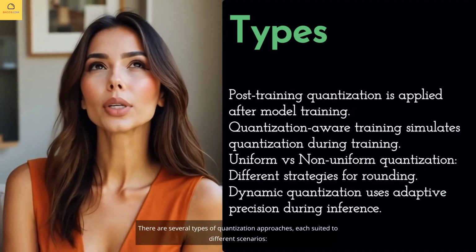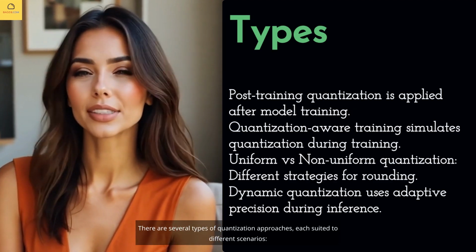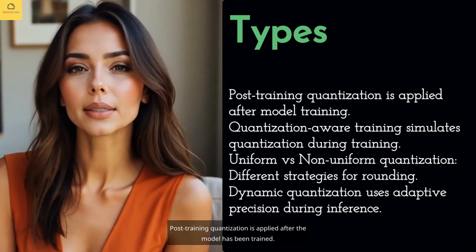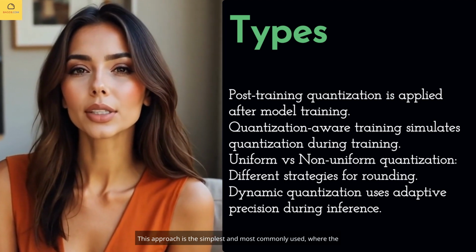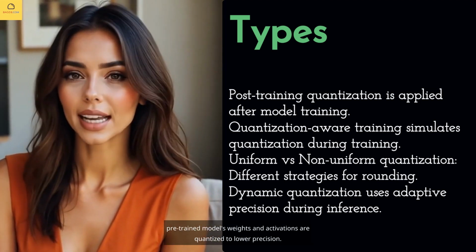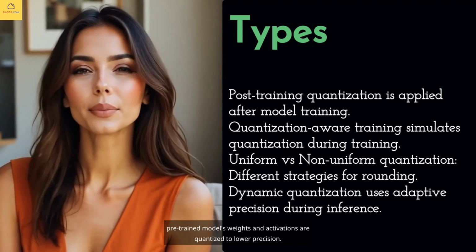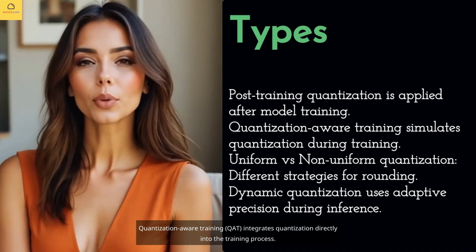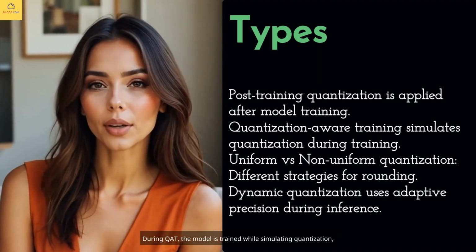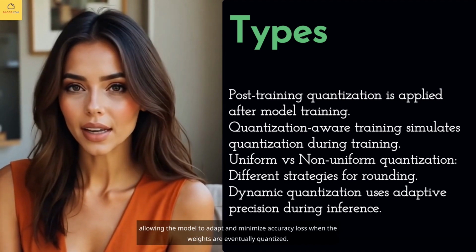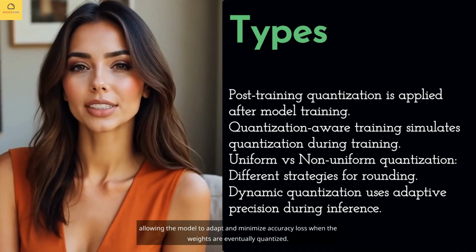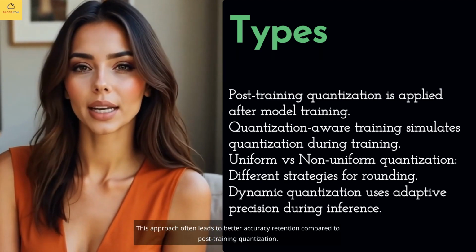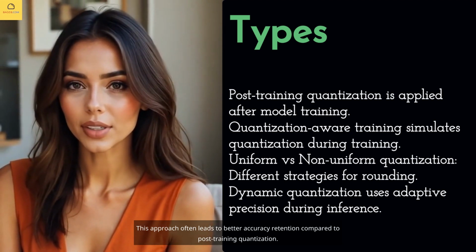There are several types of quantization approaches, each suited to different scenarios. Post-training quantization is applied after the model has been trained. This approach is the simplest and most commonly used, where the pre-trained model's weights and activations are quantized to lower precision. Quantization-aware training, QAT, integrates quantization directly into the training process. During QAT, the model is trained while simulating quantization, allowing the model to adapt and minimize accuracy loss when the weights are eventually quantized. This approach often leads to better accuracy retention compared to post-training quantization.